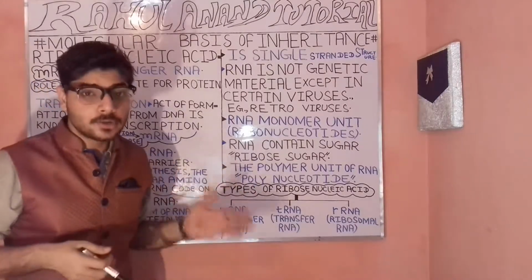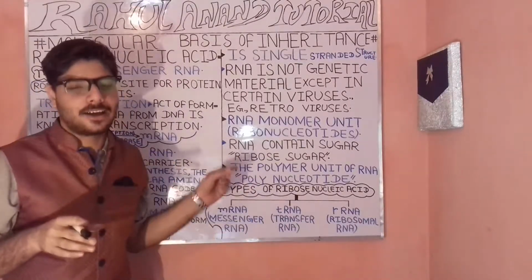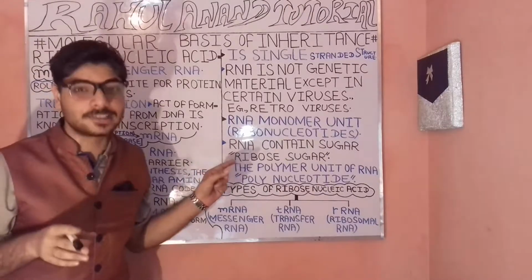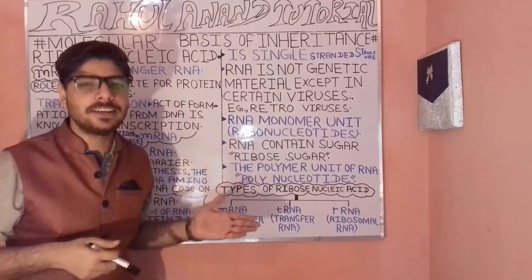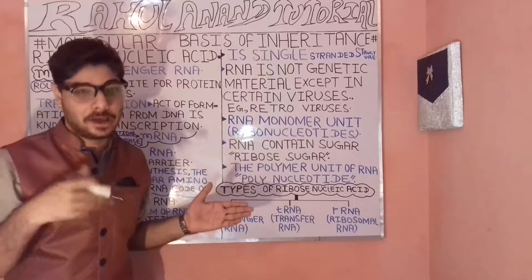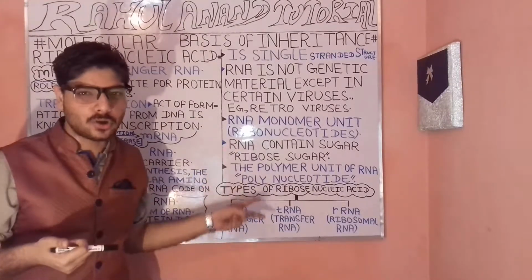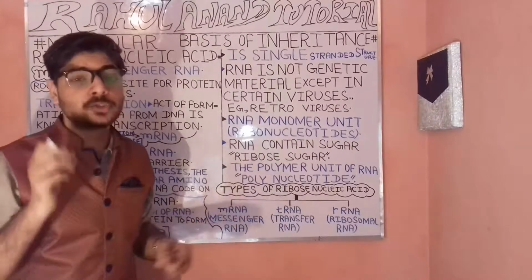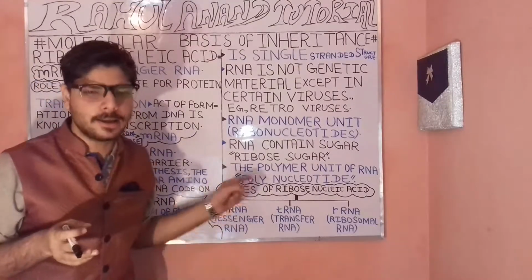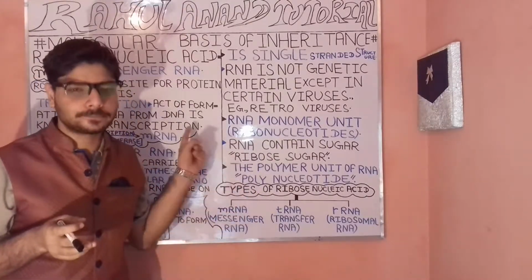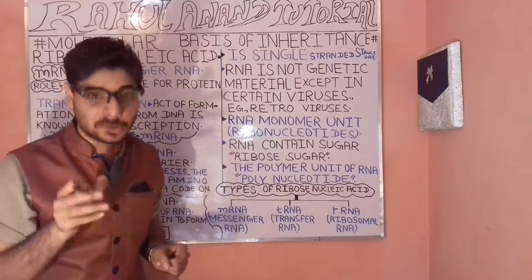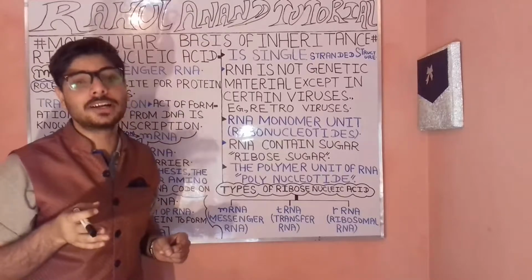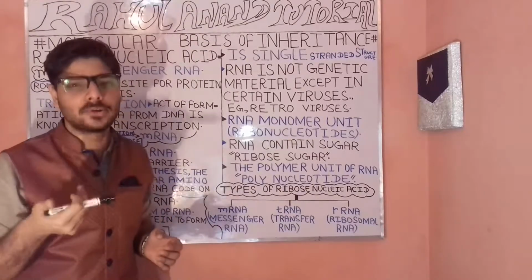Now, when we are talking about the ribonucleic acid, you have to understand certain facts. Its monomer units are known as ribonucleotides. The polymer is known as the polynucleotide in the case of RNA. It has sugars, and these sugars are of course the ribose sugar only.